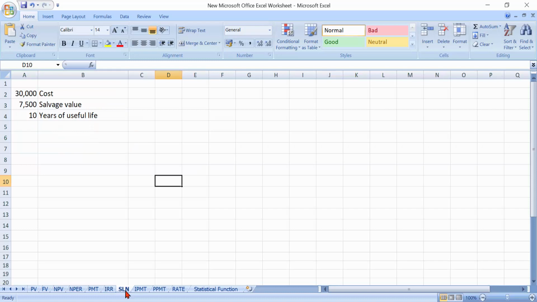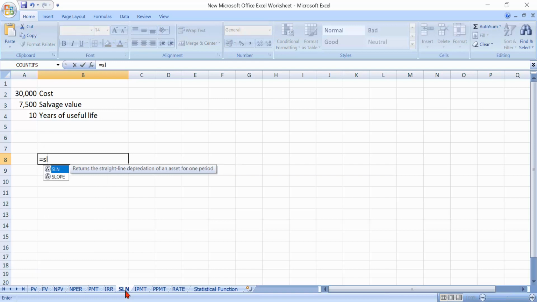नाउ नेक्स्ट फंक्शन इज SLN. Now this function returns the straight line depreciation of an asset for one period. Here the syntax is equal to SLN in bracket cost, salvage and life. Cost is the initial cost of the asset, then salvage is the value at the end of the depreciation, right? And the life is the number of periods over which the asset is depreciated, and sometimes it is called the useful life of the asset.